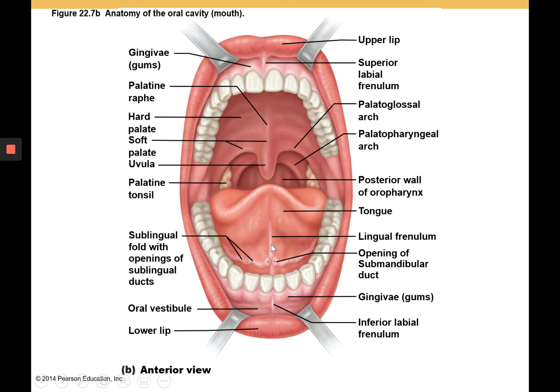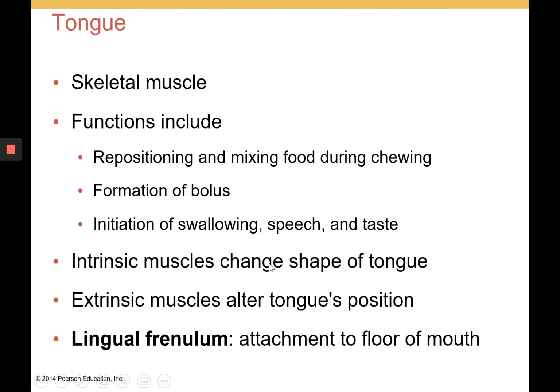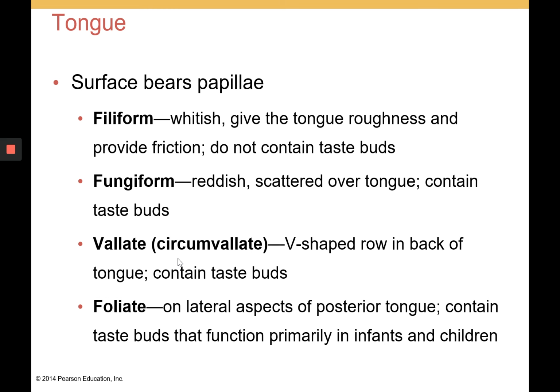There's even a lingual frenulum, which connects the tongue to the base of the oral cavity. The tongue is skeletal muscle. Its functions include mixing food with saliva to form a bolus, so it's able to reposition, mix, and kind of chew food with the teeth. It initiates swallowing, speech, and taste. And the intrinsic muscles are able to change the shape of the tongue, while the extrinsic muscles alter the tongue's position. We saw in the previous slide the lingual frenulum. It was that attachment of the tongue to the floor of the mouth.